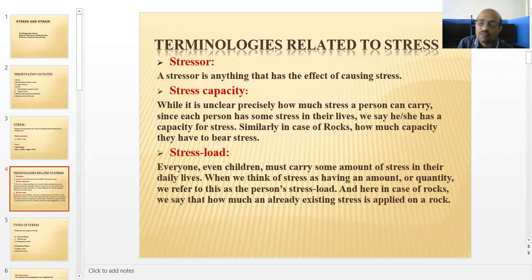All these things we are discussing on stresses are related to our design parts, workpieces, human beings, and rocks. All these stresses are applicable. So we can say that existing stress is applied on the rock.